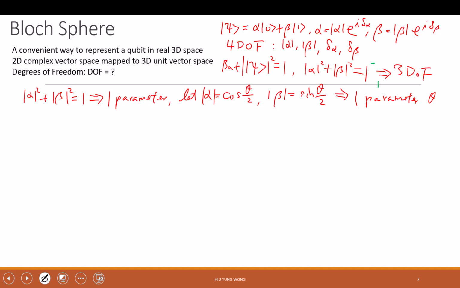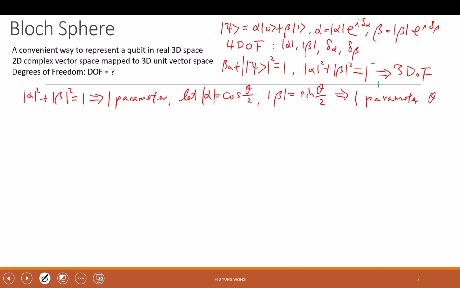Because every alpha is going to correspond to a theta in cosine theta divided by 2, right? If I say my alpha magnitude is 0, then your theta is pi, because cosine of pi divided by 2 is 0, right? And then, of course, beta needs to be 1, because alpha squared plus beta squared equals 1. And it is still true because sine of pi divided by 2 is 1. Do you see that? I'm doing the same thing as you. So that is one parameter, right? We did not change anything.